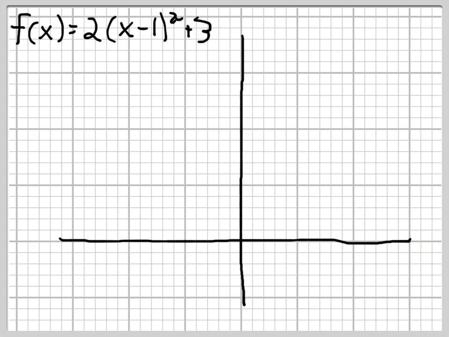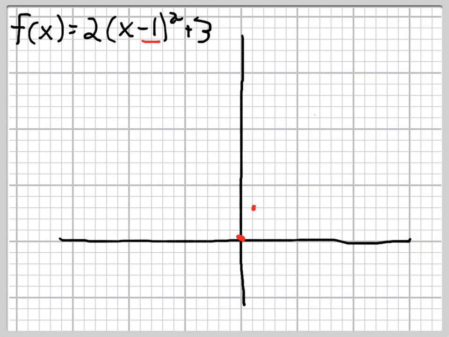Okay, so when I do this, I start with the vertex. Again, this here is the original vertex at 0, 0. The minus 1 means it's going to go right 1 unit, and then the plus 3 means it's going to go up 3 units. So I'm right here. That is my new vertex.